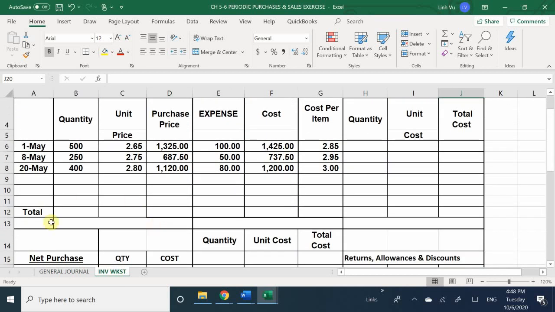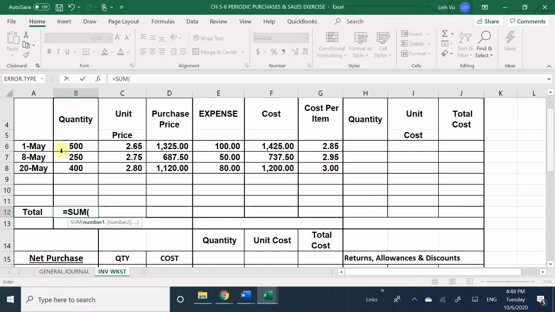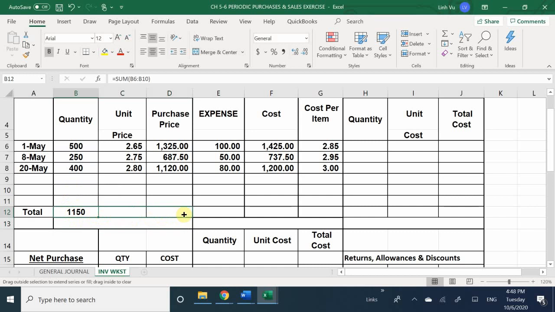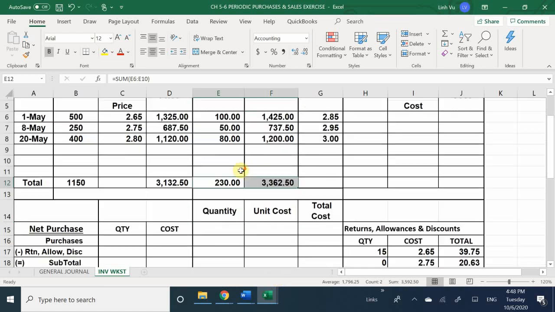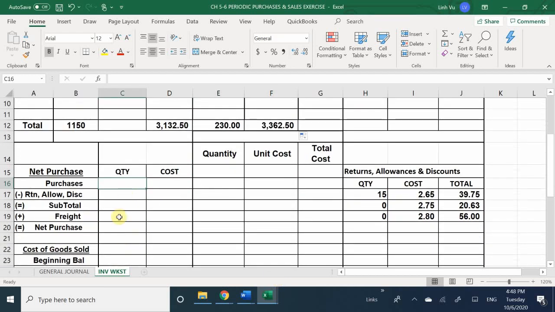Okay, so let's total up our total amount of inventory items as well as the rest of our columns. So how many items did I actually buy in total? In the quantity, we have 1,150. Good. My total purchases is? Total purchases are $3,132.50. Good. My total freight is going to be? $230. Good. And what is my total cost here? Total cost is $3,362.50. Good.